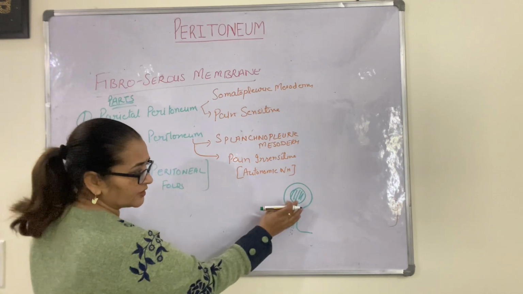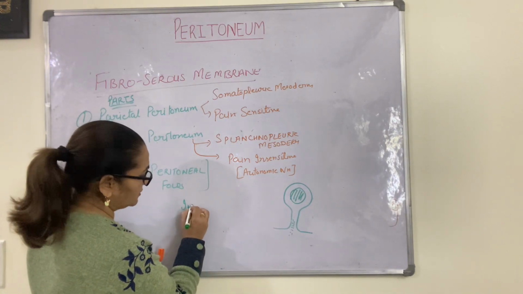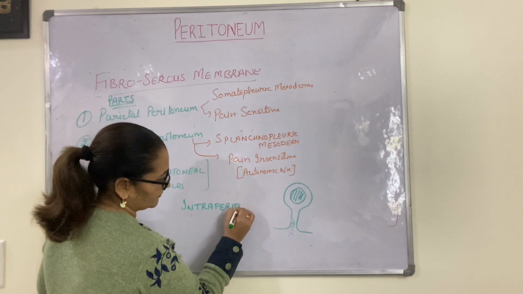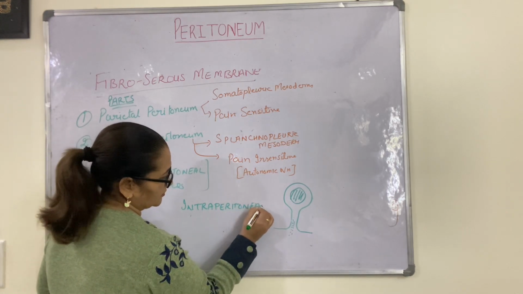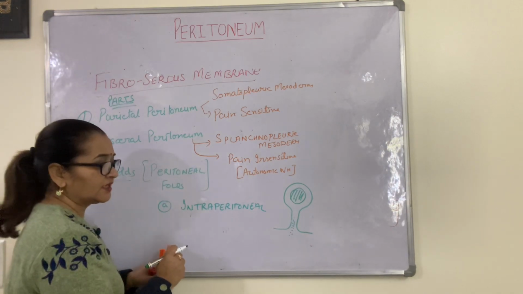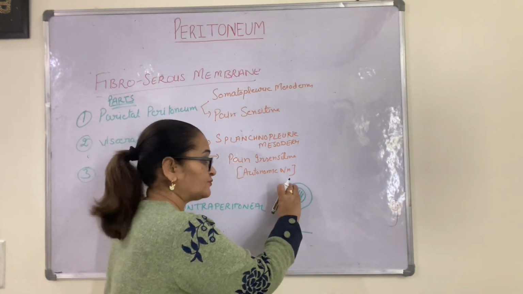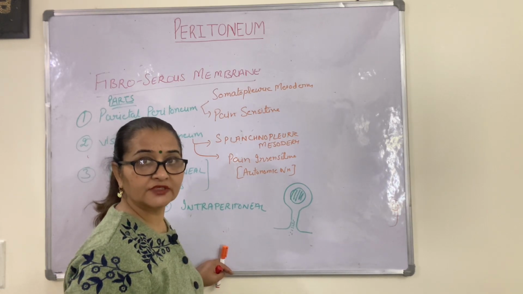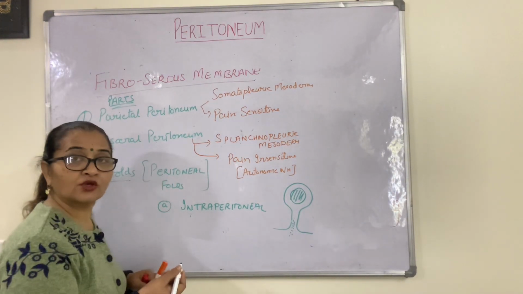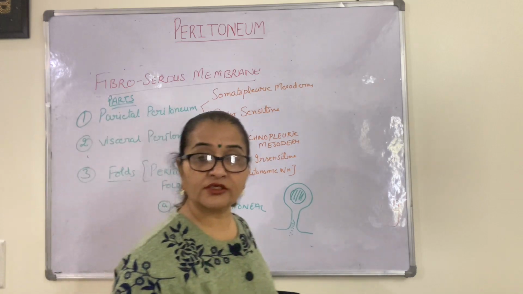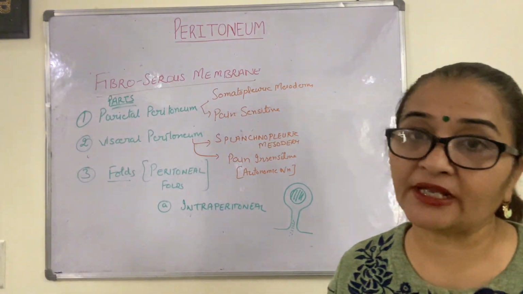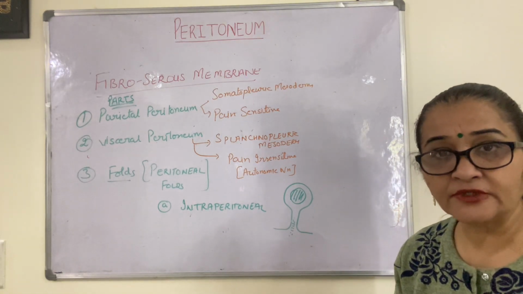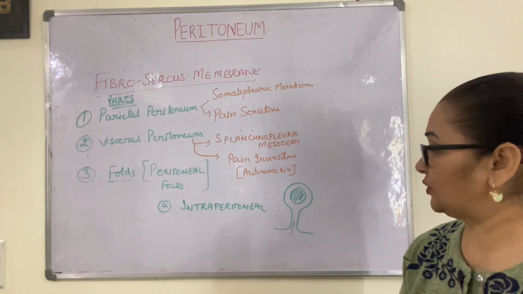We call the organ intraperitoneal. The first category is intraperitoneal, when the whole of the viscera is enclosed in the peritoneal fold. Clear? So what are those organs? We know the various organs which are completely lying in the peritoneum, that is stomach, jejunum, ileum. So all are covered by the peritoneum.